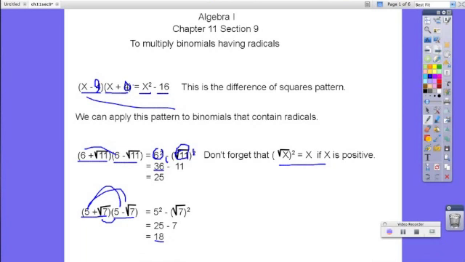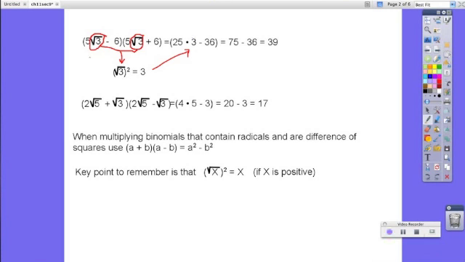Let's consider this problem here. We have 5 square root of 3 minus 6 times 5 square root of 3 plus 6. What is this equal to? Well, we have to square this right here, which is 5 times 5 is 25. Square root of 3 times the square root of 3 squared is just 3, as indicated right here. And then we have a negative 6 times a positive 6 gives you a negative 36. Simplify, we have 25 times 3 is 75 minus 36 equals 39.